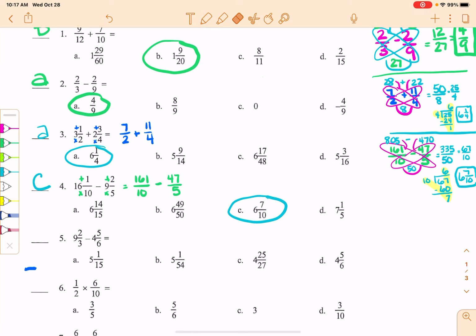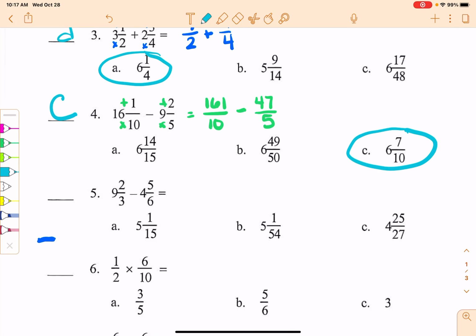Okay, we have one more that is subtraction, and then we're going to switch over to looking at multiply and divide. So on number 5, I have mixed numbers. So I'm going to get my multiplication add symbol there. So 3 times 9 is 27, plus 2 is 29, so it's 29 over 3. 6 times 4 is 24, plus 5 is 29 over 6.